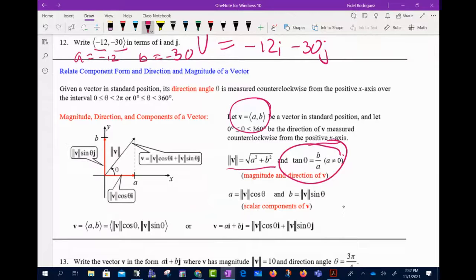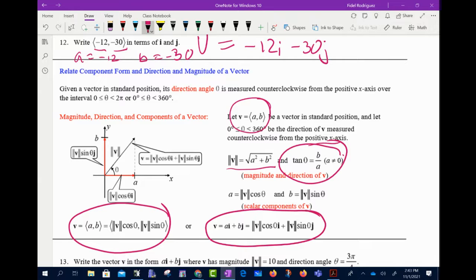And take a look. How do we have the component a? It's the magnitude of v times the cosine of my angle, and b is the magnitude of v times the sine of my angle. Isn't this very similar to the x component being r cosine theta and the y component being r sine theta? It's the same sort of idea, right? So here it is in component form, and here it is in the ai plus bj form.